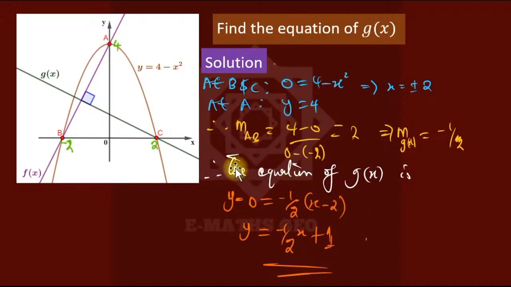So this combines the quadratic function, knowing the x and y intercepts, and also point-slope form with the relationship connecting two perpendicular lines. Thank you.